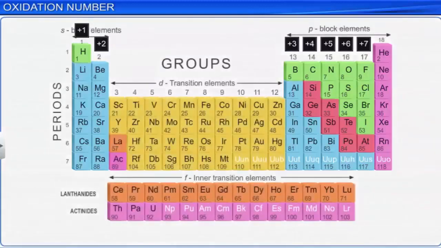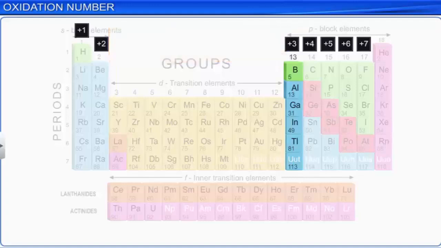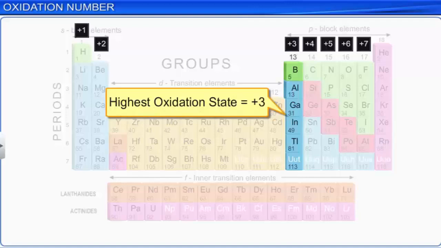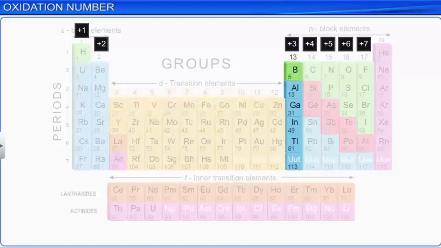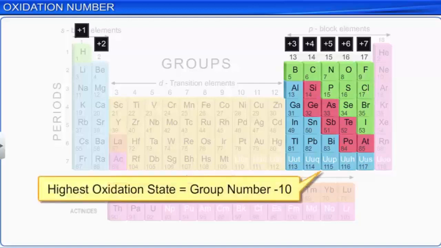For example, the valence shell configuration of the 13th group elements is ns2 np1. They have 3 electrons in their valence shell that they can lose to obtain their octet configuration. Hence, the group 13 elements exhibit highest oxidation state of +3 in their compounds. The same trend applies to all elements from the 13th to the 17th group. In other words, the highest positive oxidation number for p block elements is equal to the group number -10.